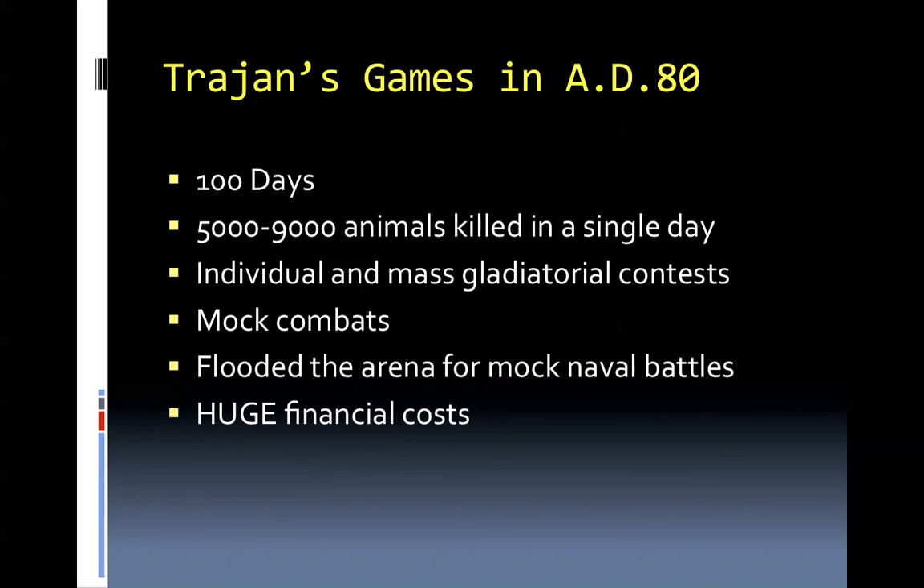Individual and mass gladiatorial contests, so you could have individual pairs fighting, or you could have teams of gladiators going at each other. Mock combats, we would put on full-scale war, if you will, in the Colosseum, one side versus the other, the Romans versus the Carthaginians, the Greeks versus the Egyptians. It just depended on what the Romans wanted to show at the time. They could flood the arena with mock naval combat for mock naval battles. And Trajan did. Trajan put in a couple of feet of water in the bottom of the Colosseum, and then launched boats fighting each other. Huge, huge financial costs, as you might imagine, to have 100 days of such celebrations.